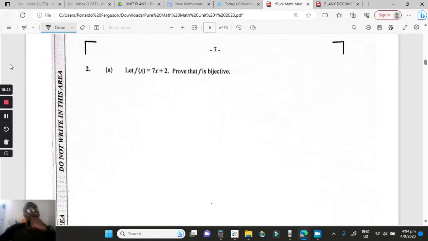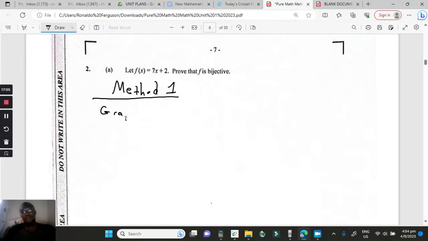This question says show that the function is bijective. A bijective function is a function that is both one-to-one and onto. So a bijective function is both one-to-one and onto. Now they didn't give us a range, so we can do it the 2 ways. Method 1, you have the graphical approach, which I like to do. I like the graphical approach.